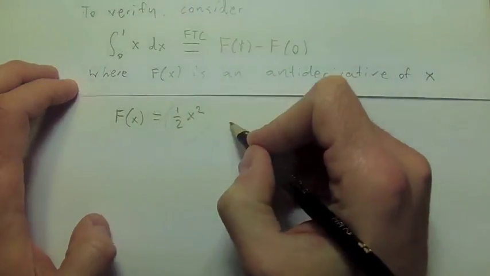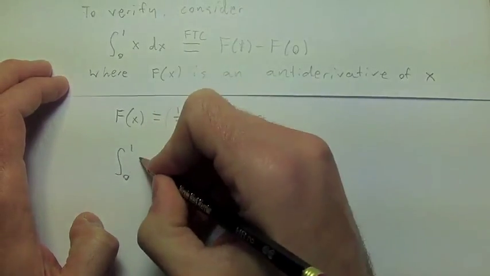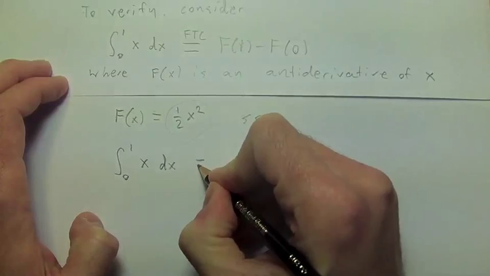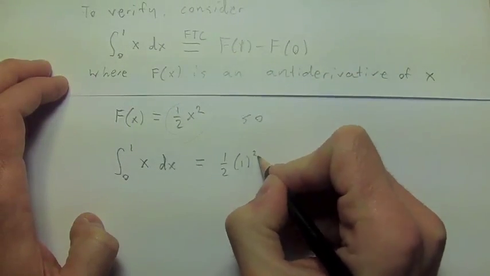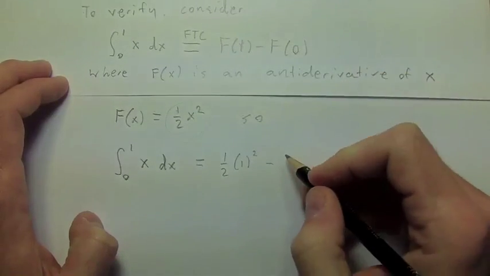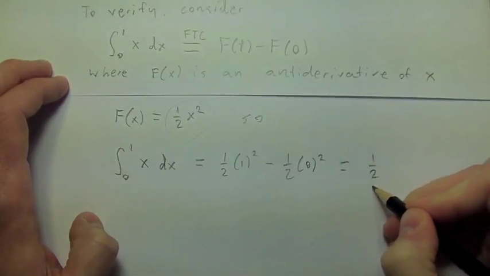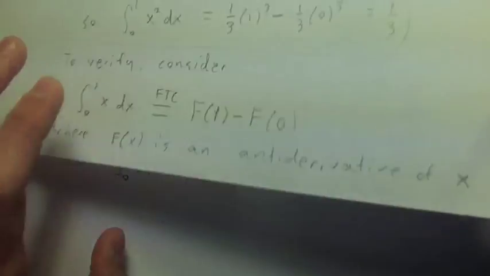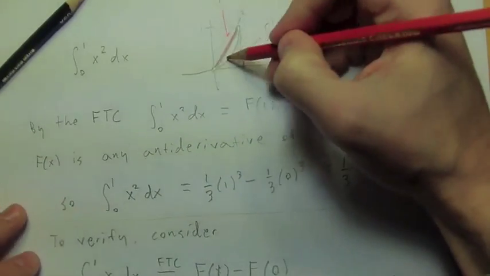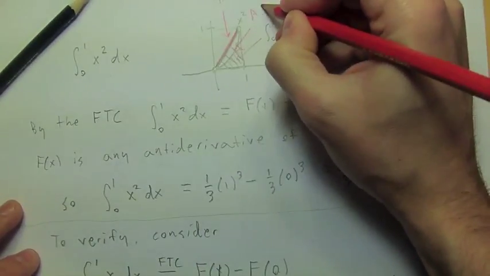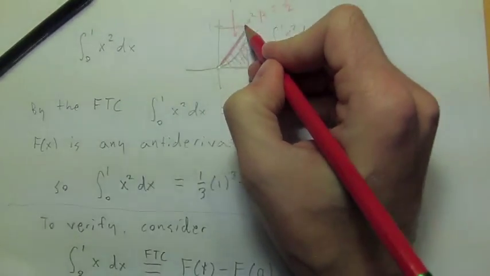Okay, so from here, the integral from 0 to 1 of x dx is going to be, I'm going to plug in 1, so it'll be 1/2 times 1 squared, minus, now I'm going to plug in 0, so that should be 1/2 times 0 squared, and so we end up getting 1/2, which is exactly what we expected from this triangle here. This red triangle, I know that that area is 1/2. And you could try it with the square as well.